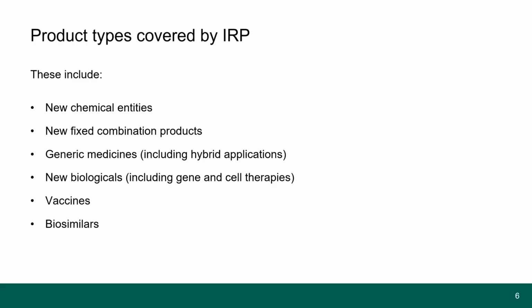So the majority of product types are covered by IRP, including new active substances, chemicals and biologicals, also generic medicines, including hybrid applications, fixed combination products, and vaccines and biosimilars. But it does not include traditional herbal and homeopathic products or bibliographic well-established use applications.